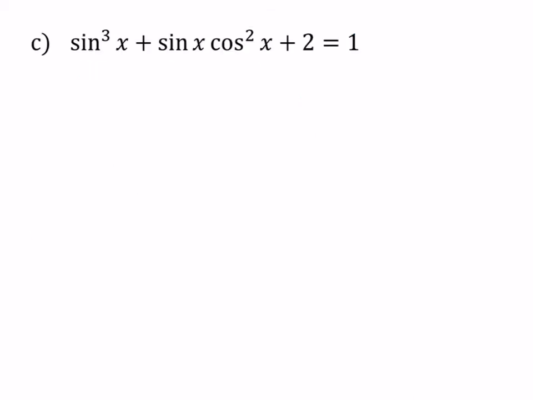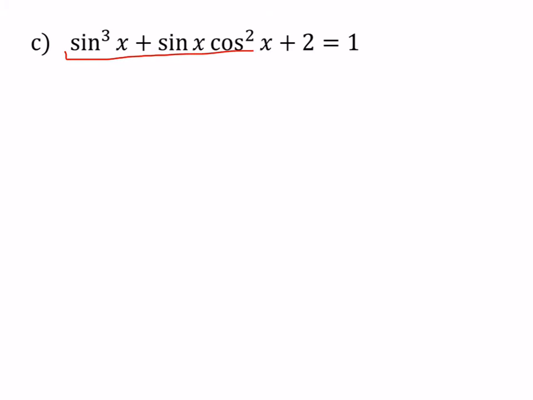All right, here's a crazy looking one. We've got sine cubed x plus sine x cosine squared plus 2 equals 1. So, a little crazy. We got a couple different things going on here. Remember, the first step there we were going to do is simplify this side. So we want to clean up this left side.